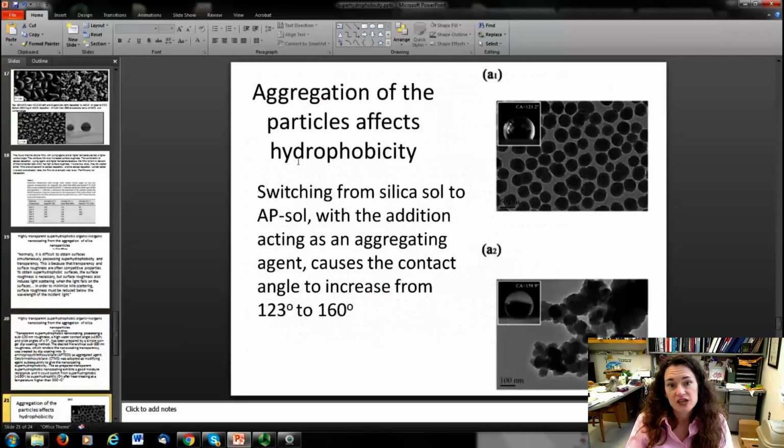And here they're saying that the aggregation of the particles affects how hydrophobic it is. If you switch from silica sol to a different sol, for example, a solvent, then with the addition, it's going to act as an aggregating agent, and that causes the contact angle to increase even further. So you can see here how the nanoparticles kind of balled up and aggregated, giving that hierarchical structure that's necessary for really high contact angles.